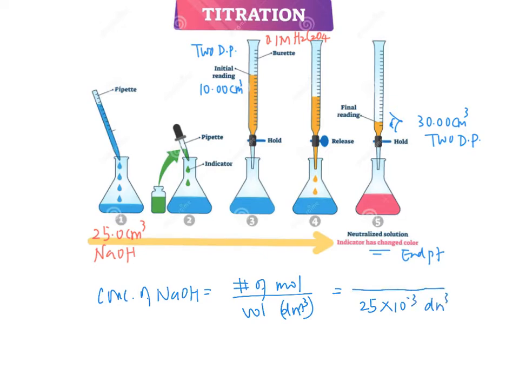And what is the number of moles of sodium hydroxide? The number of moles of sodium hydroxide equals 2 times the number of moles of H2C2O4. You can check this from the balanced chemical equation. And how to work out the number of moles of ethane dioic acid? It can be obtained from the concentration of ethane dioic acid, the initial burette reading, and the final burette reading.